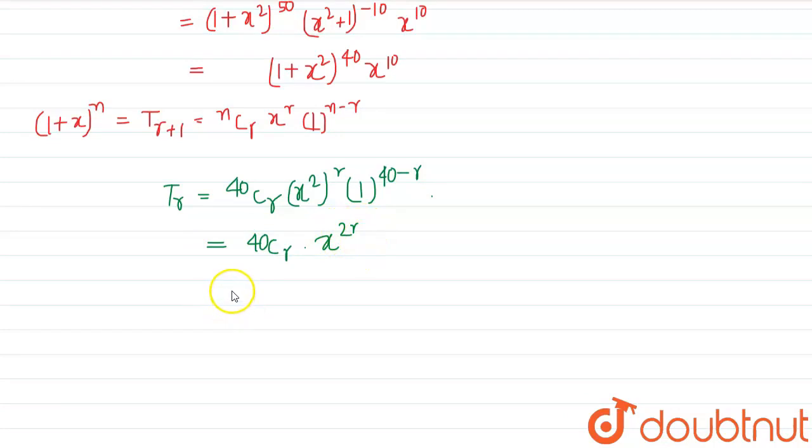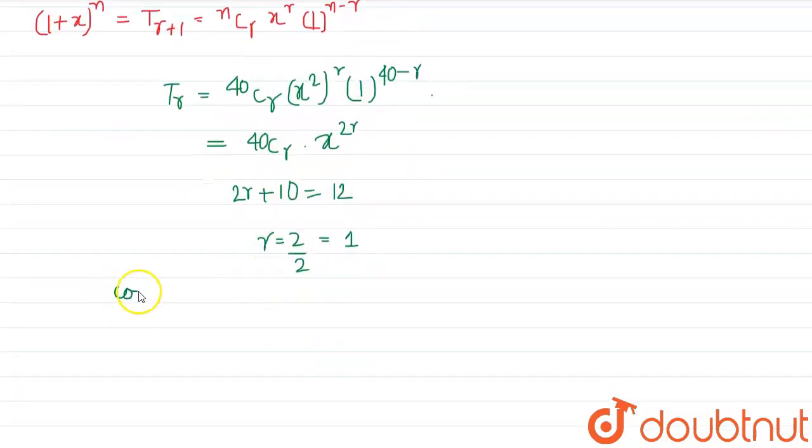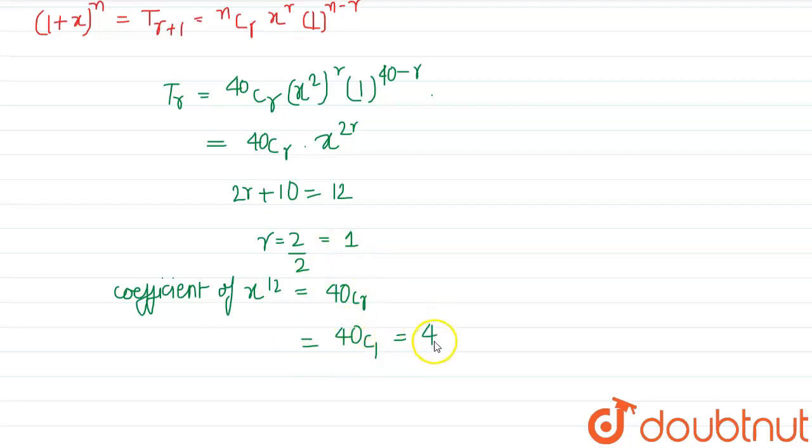See, this 2r plus, we have here, it is multiplied by x to the power of 10. So we have the 10 power also, so we'll add it into this. And this must be equal to 12, as we need to find the coefficient of x to the power of 12. So r will be equal to 2 by 2, that is equal to 1. So the coefficient of x to the power of 12 will be only this term, that is 40Cr, and we have r equal to 1, so that will be 40C1, which is equal to 40.